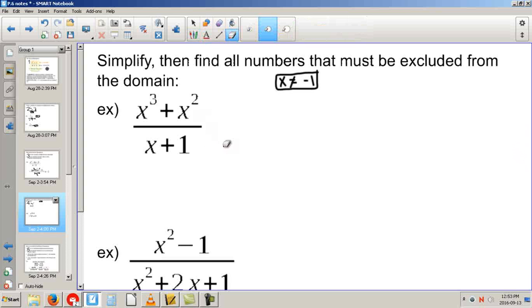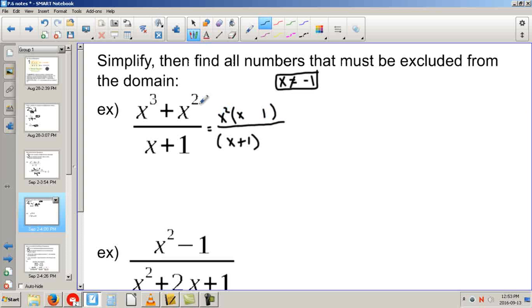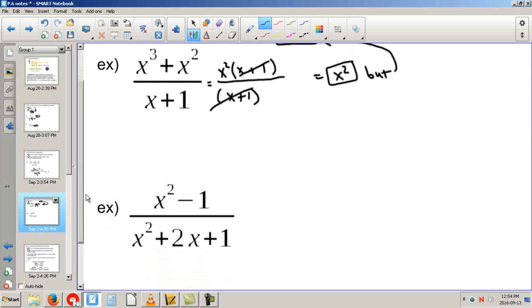So first thing we want to do is simplify, we want to factor everything we can, okay? So the bottom doesn't factor, it's simply x plus 1. But the top does factor. Notice how both of them have x's, and specifically they both have at least an x squared. So we say, what would be left? Well, x squared times x is x cubed, and x squared times 1 is x squared. And there we see the cancellation of the x plus 1. So the simplified version is just x squared, but with the exclusion that if you're looking for x's, you're not allowed to use -1.